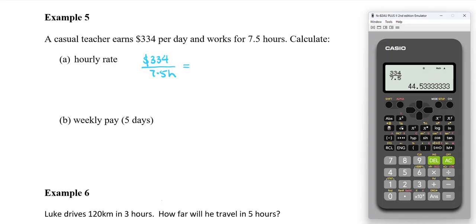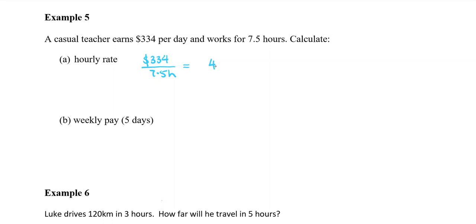So 44.53, and that would be dollars, which go out the front, per hour.